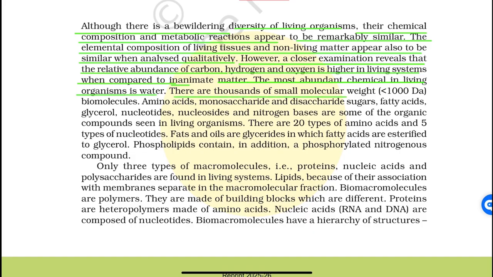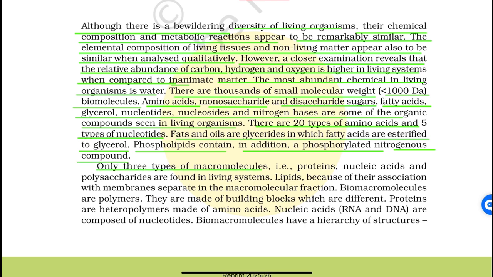There are thousands of small molecular weight biomolecules, less than 1000 Dalton: amino acids, monosaccharide and disaccharide sugars, fatty acids, glycerol, nucleotides, nucleosides and nitrogen bases are some of the organic compounds seen in living organisms. There are 20 types of amino acids and 5 types of nucleotides. Fats and oils are glycerides, in which fatty acids are esterified to glycerol. Phospholipids contain, in addition, a phosphorylated nitrogenous compound.